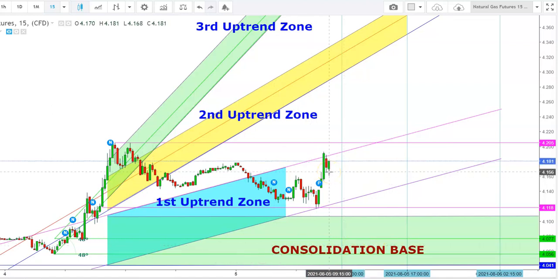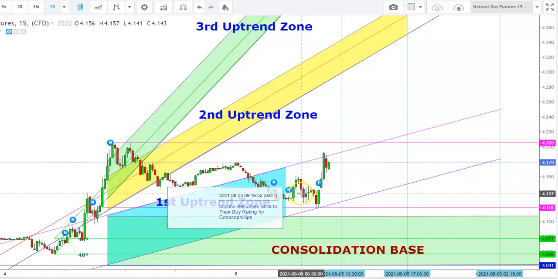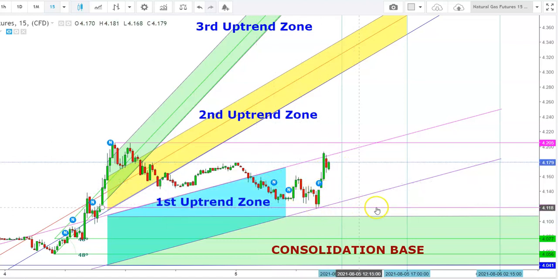Here you can see how the natural gas futures have been moving at 9:15 a.m. today. So friends, this is my first uptrend zone where we have already tested the major decisive point. In my last video I explained the importance of the level of $4.118, and I exclusively explained how this level is a very decisive level above the psychological support at $4. So this level seems to be very decisive.